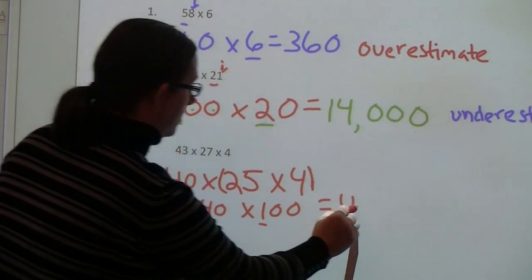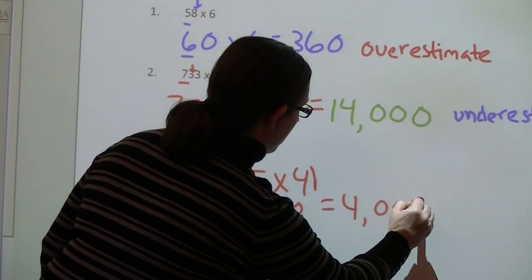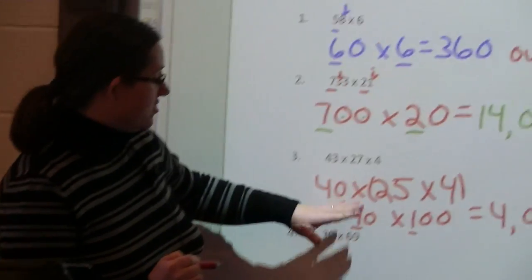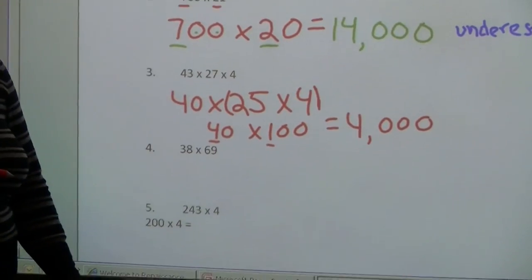1, 2, 3, comma, 1, 2, 3. All right, good job. That's our compatible numbers. That's our estimate is 4,000.